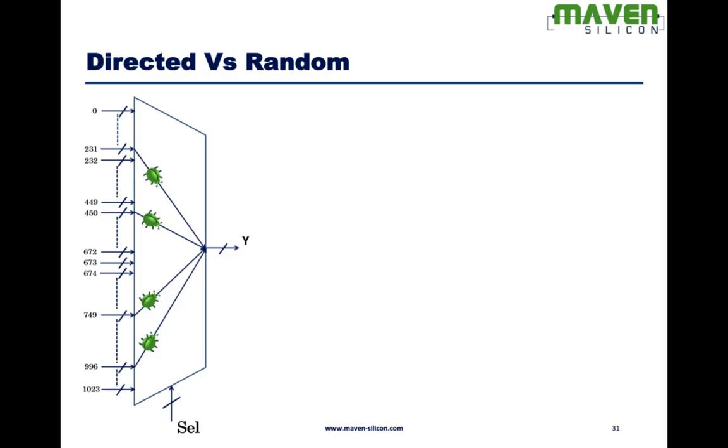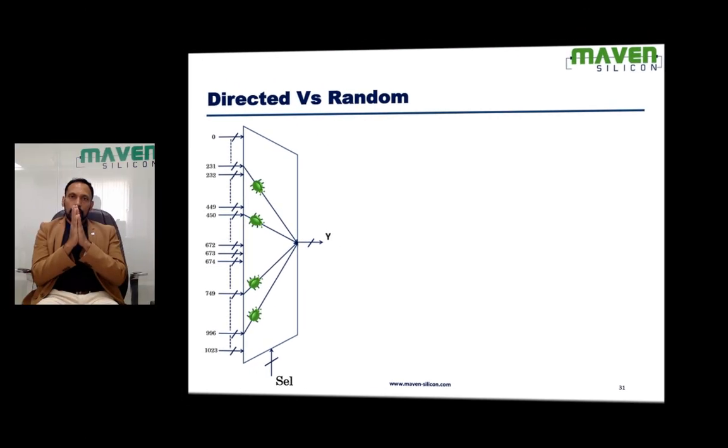Directed versus random. When it comes to verification, we always need to think of finding bugs. Then the important question is how fast we can find bugs. That's where random test cases come into the picture. When it comes to finding bugs, random test cases will always be more powerful than directed test cases.